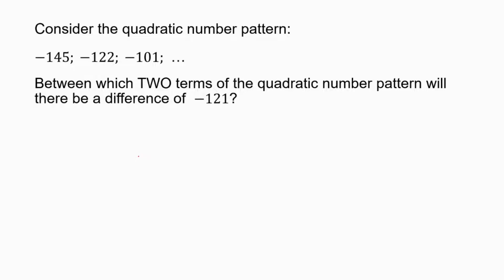We are now on question 3.3. The information is still the same. Between which two terms of the quadratic number pattern will be a difference of negative 121? Between which terms? We're looking at the sequence itself.